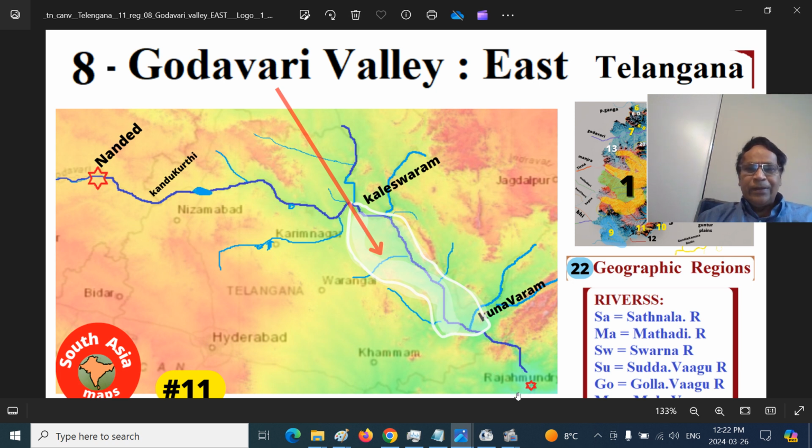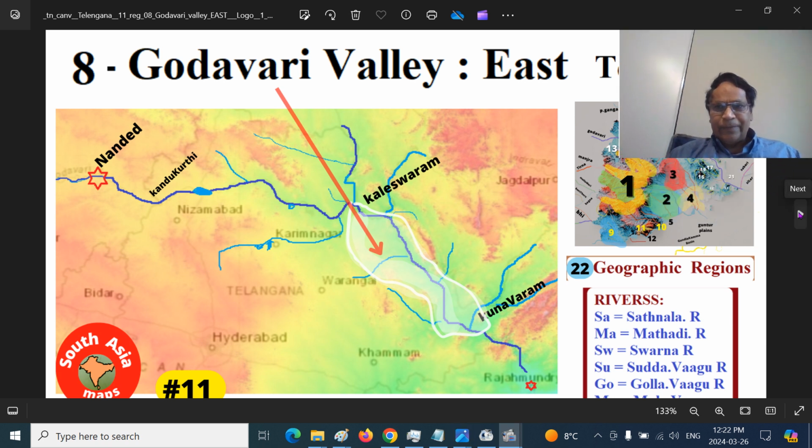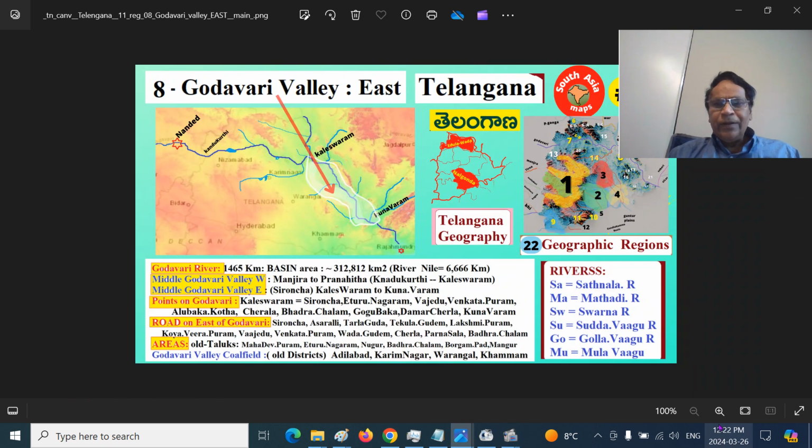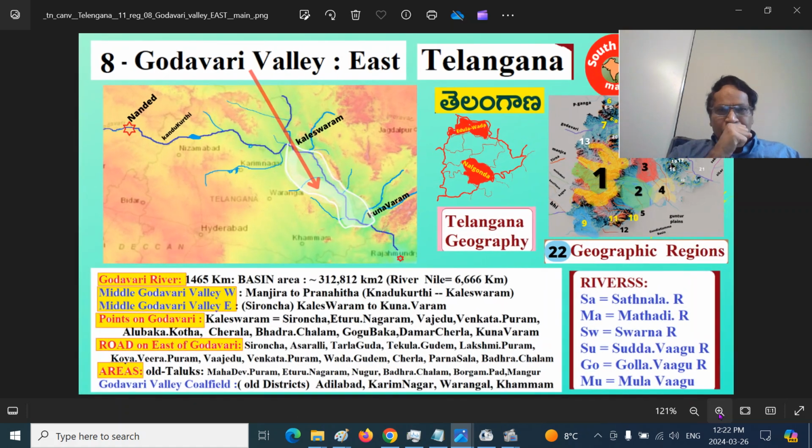This is Rajamahendravaram, Rajahmundry town of East Godavari or Twin Godavari districts. Most of the districts I mention will be the old historical districts of the 1980s or so. Now there are many districts that the audience has to keep in mind. Here is the brief on the Godavari Valley East.